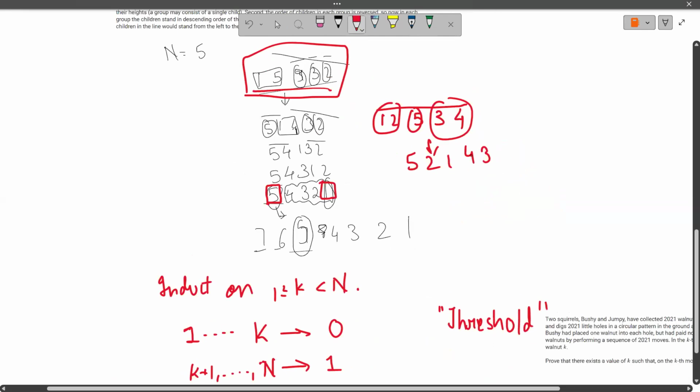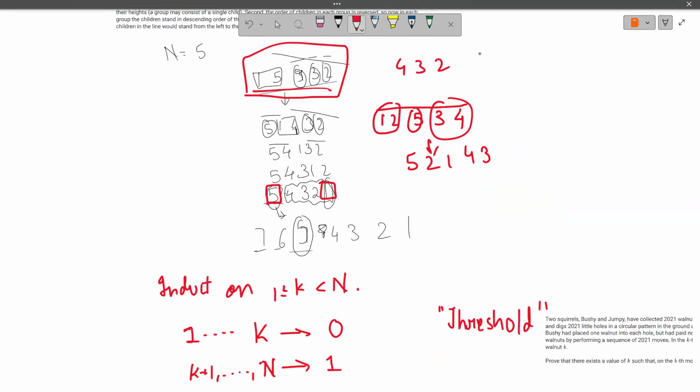No, there is another one, right? Let me think. 2, 3, 4, 5, 1. Or you can just arrange it in ascending order, entirely ascending, and then flip the entire thing.